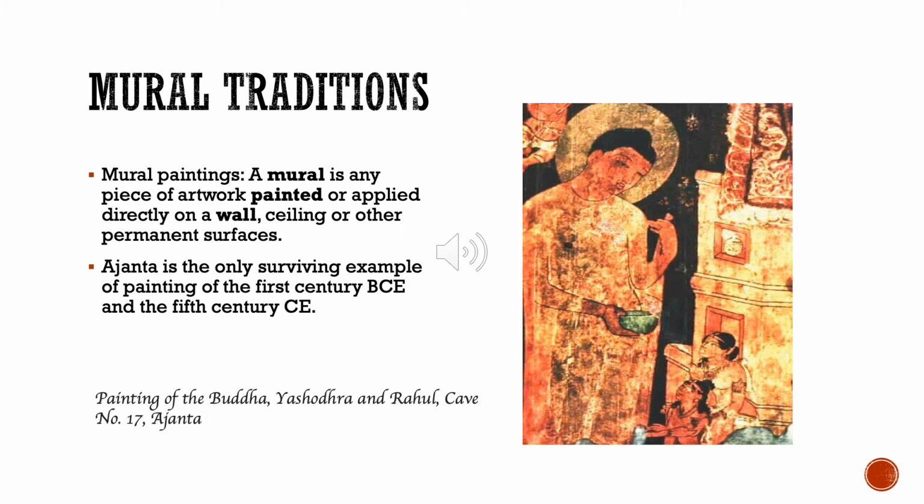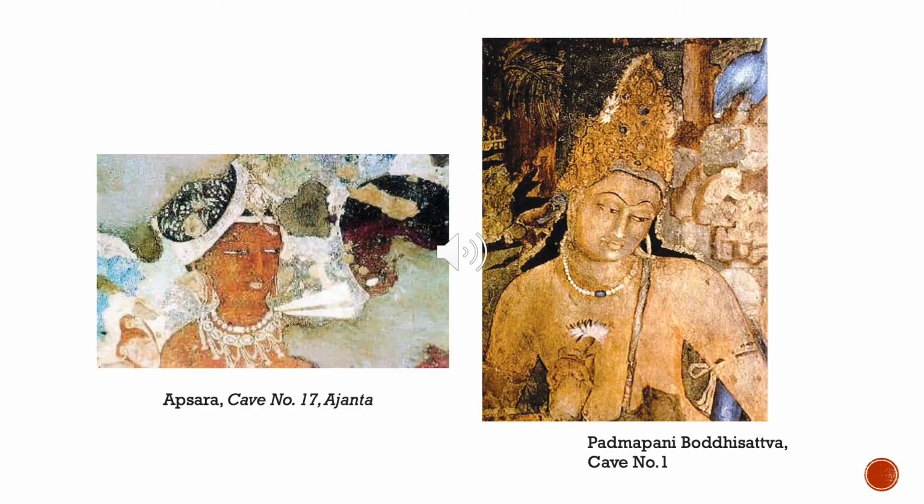On this panel you can see the painting of Buddha, Yashoda and Rahul on cave number 17, Ajanta. Again some beautiful murals on the Ajanta caves. On the left side is an Apsara, cave number 17, and on the right side is a famous painting of Padmapani Bodhisattva from cave number 1.